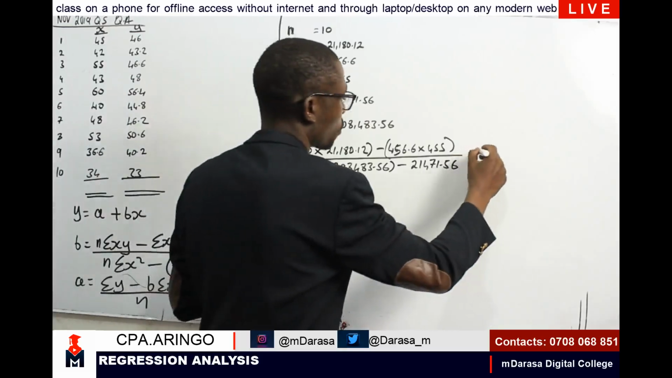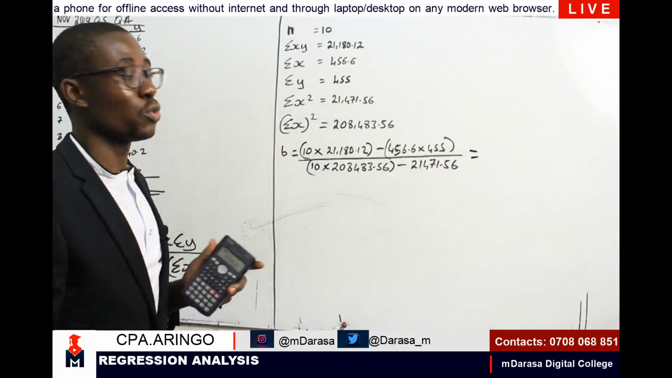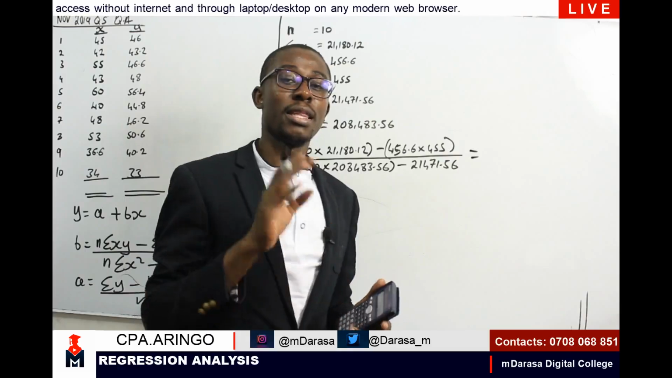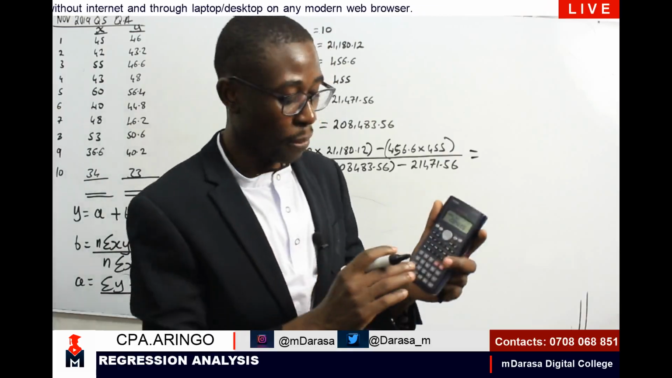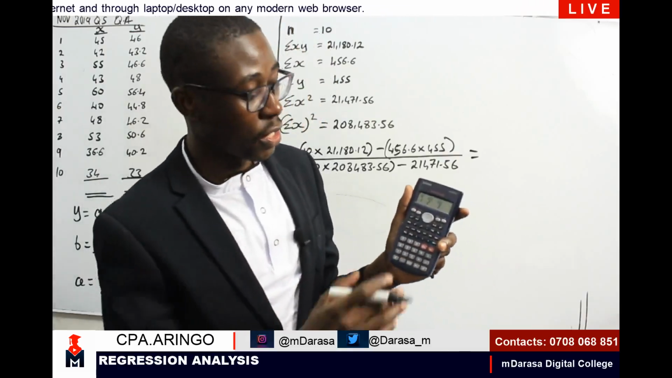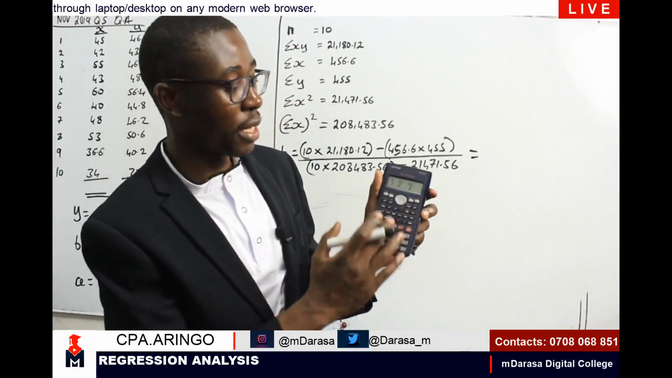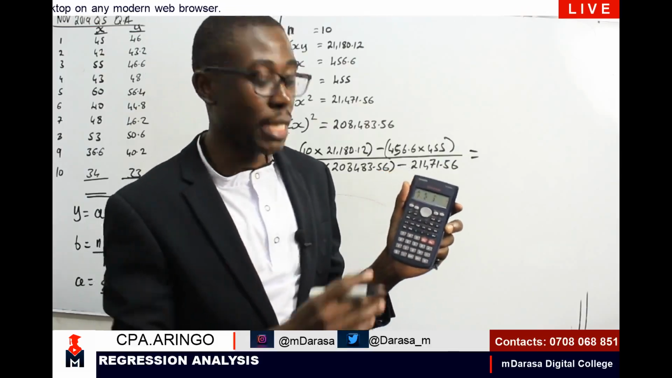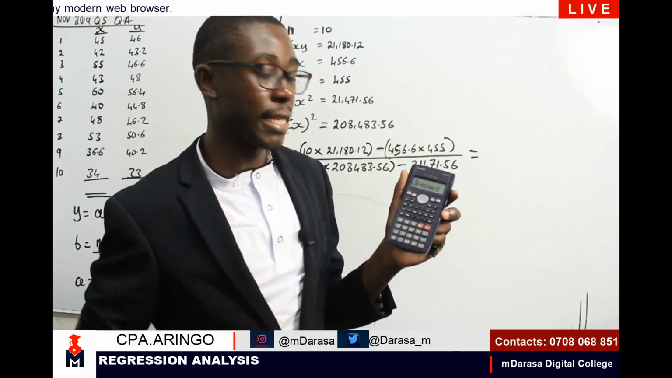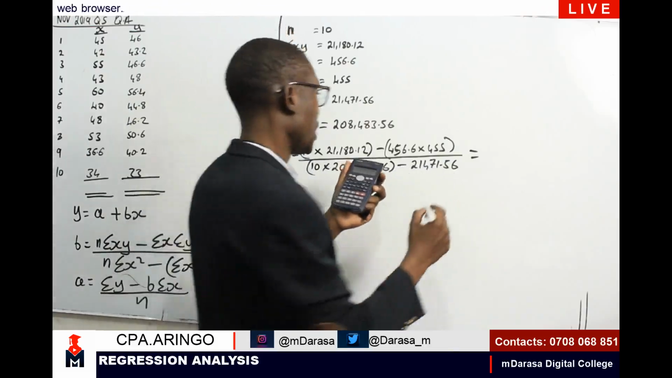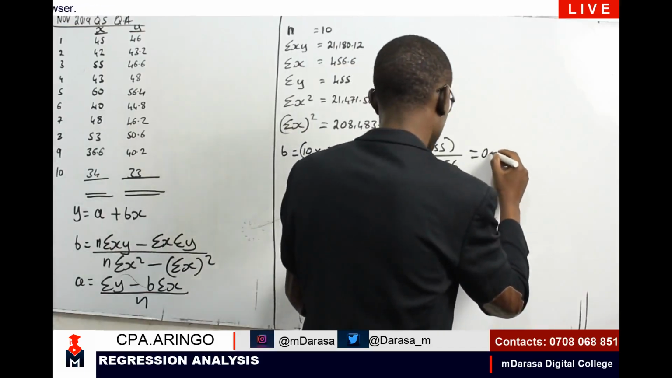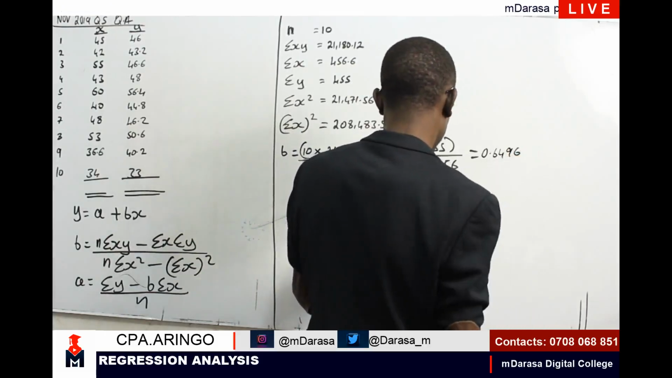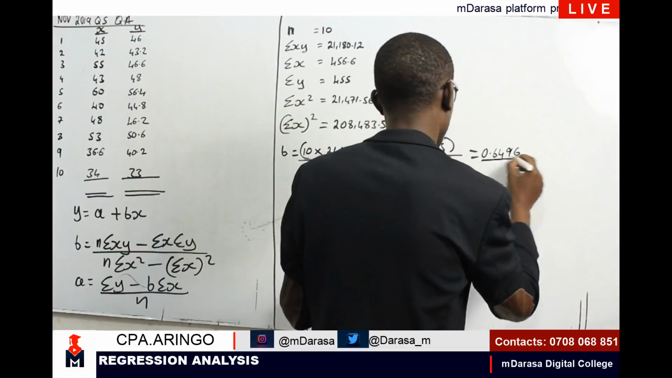Then again, just proceed to your calc. I'll do shift. This time round, go to 2. You select 2. Then scroll to where we have B. Using the replay button, scroll to where we have B. B, we have 2. So you just click 2, then equal sign. That should give me a figure of 0.6496. So that will be our B.